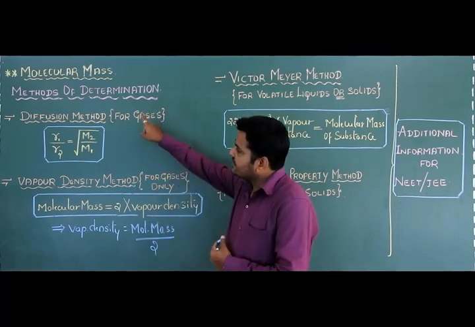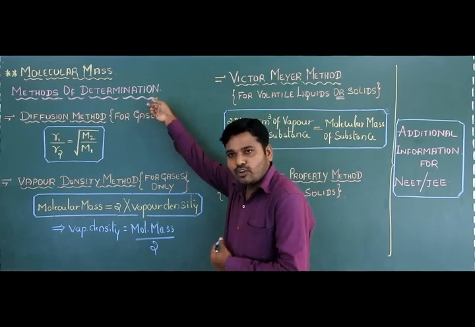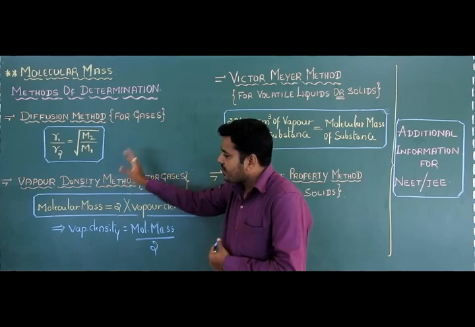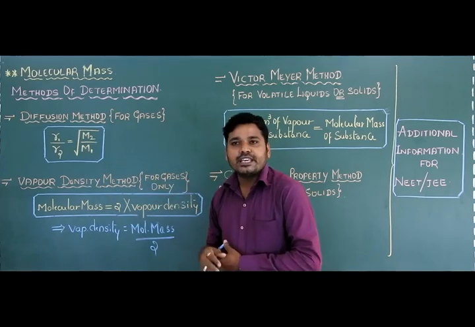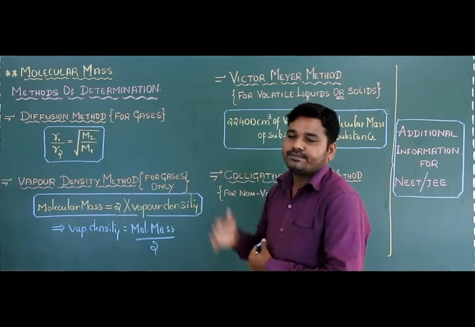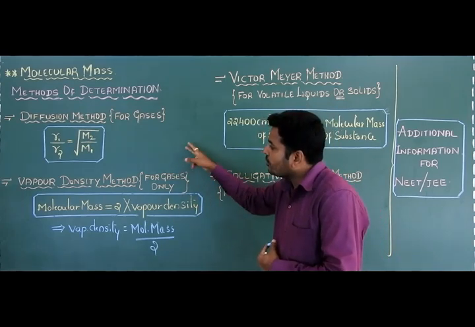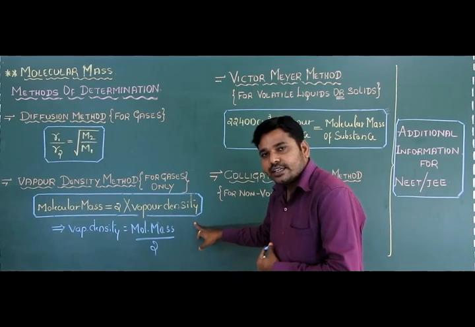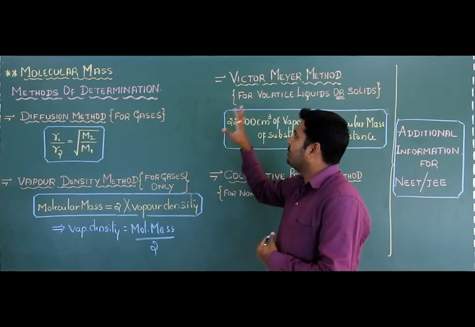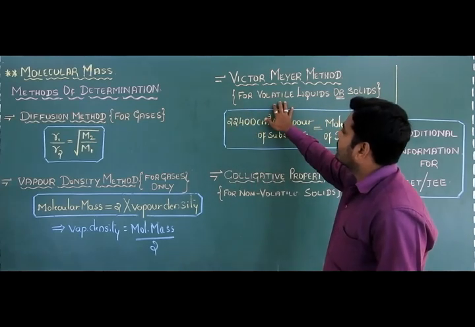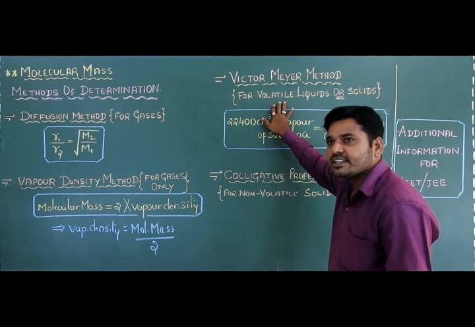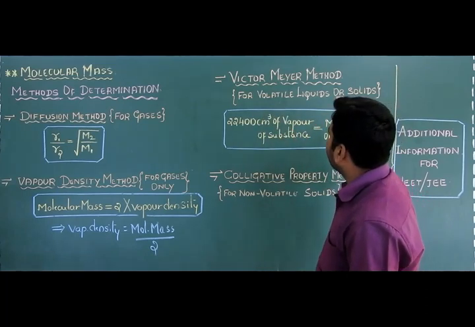The first method is the diffusion method, which is applicable for gaseous substances, and the second method is the vapor density method. This one is also applicable only for the gaseous substances, students. Is there any doubt in both the cases? Both the methods are clear. And now coming to the third one. The third one is nothing but Victor-Meyer's method.